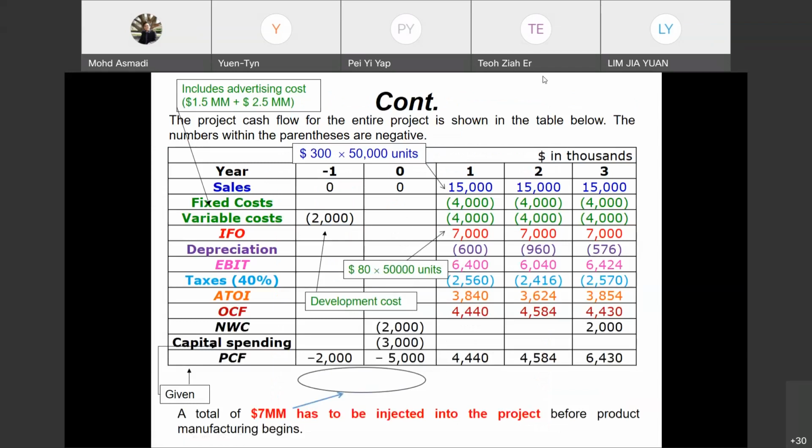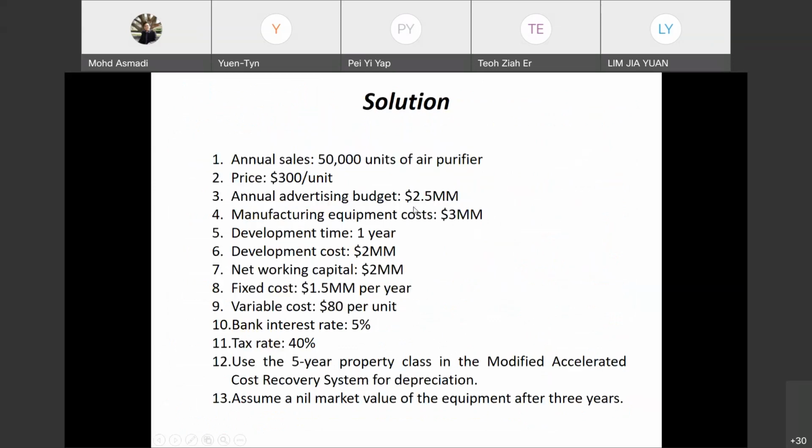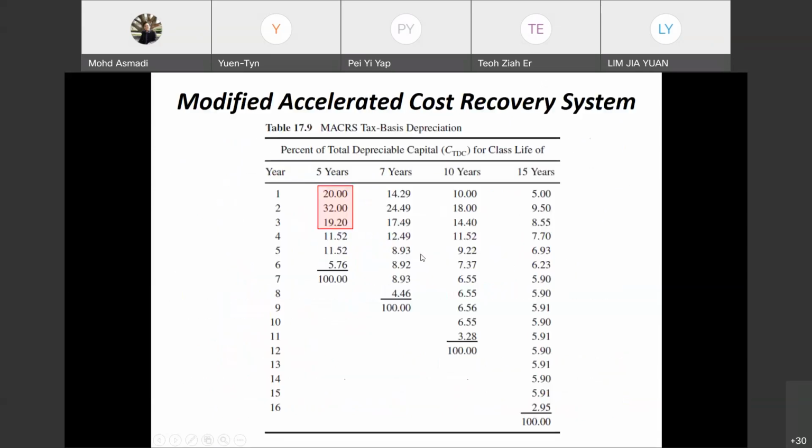In terms of sales, it is constant every year. And then variable cost is 2 million. Variable cost is a development cost, this one. Fixed cost is 4,000, because this includes annual advertising and also the fixed cost, this one, look at it. So advertising we consider as a fixed cost, and with this one, you can get 4 million. The same for every year.